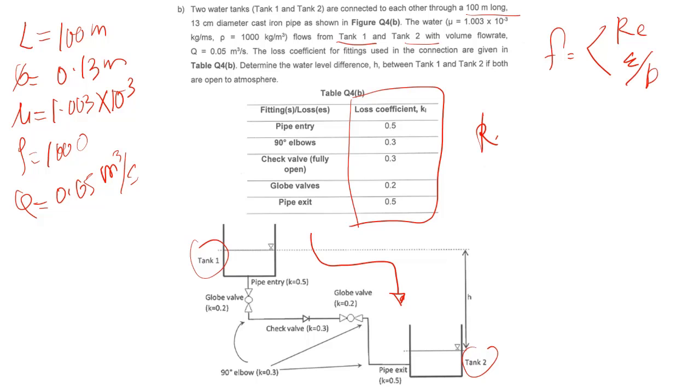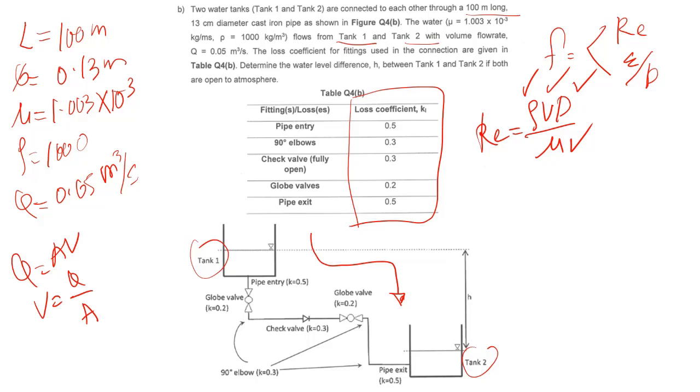Using the equation Re equals rho Vd over mu, you can find the Reynolds number. Rho is given to us, d is given to us, mu is given to us. You need to find V, using Q equals AV, so V equals Q over A, and then you can find the value of V. Next, relative roughness.